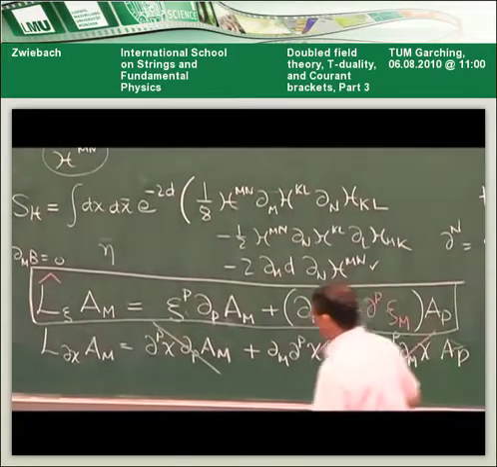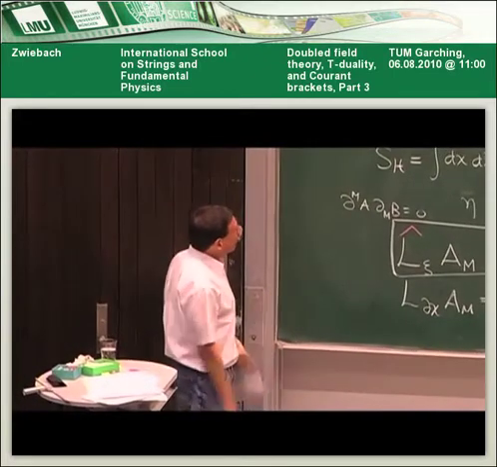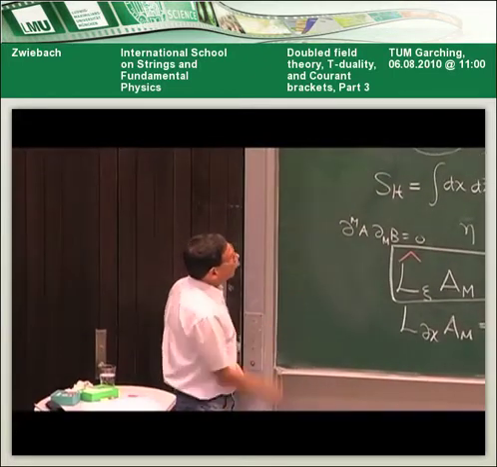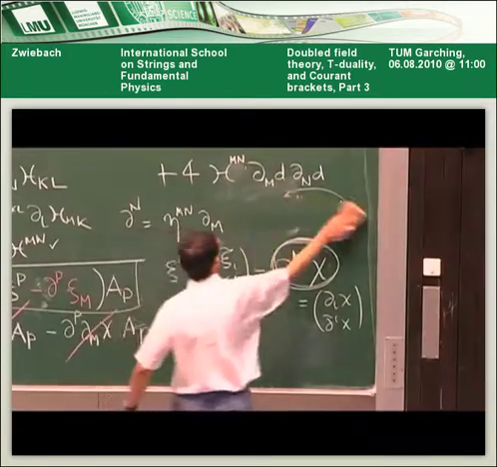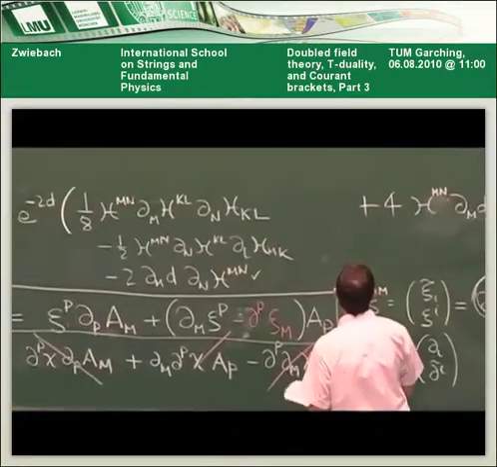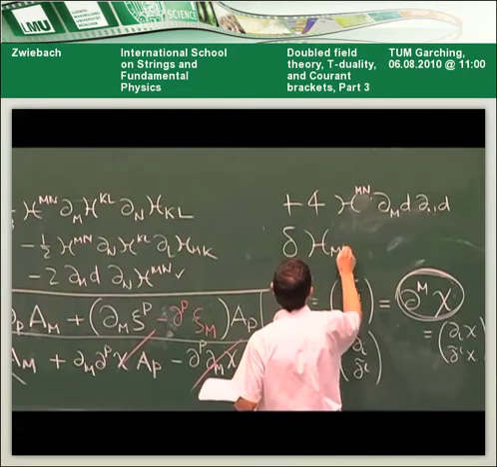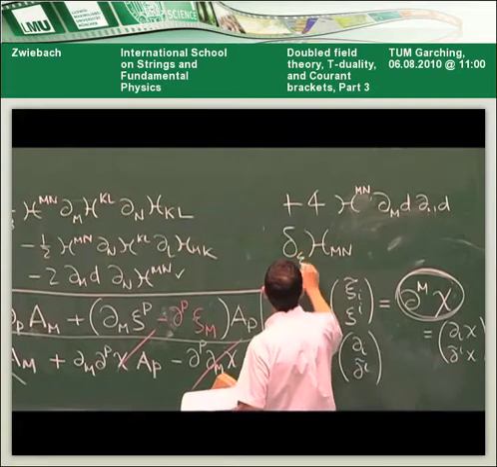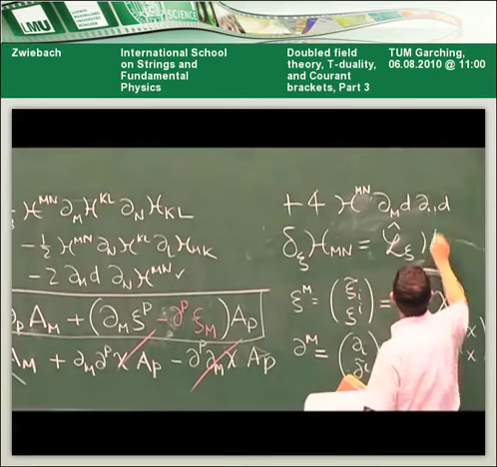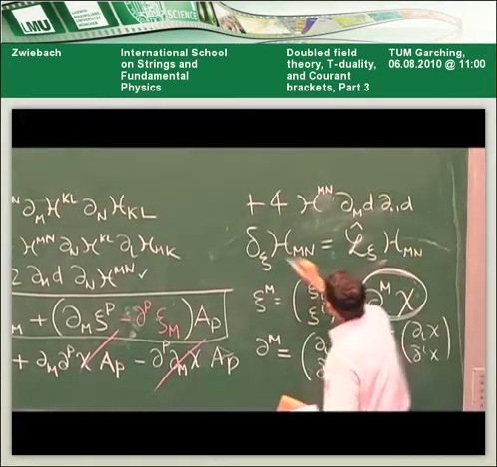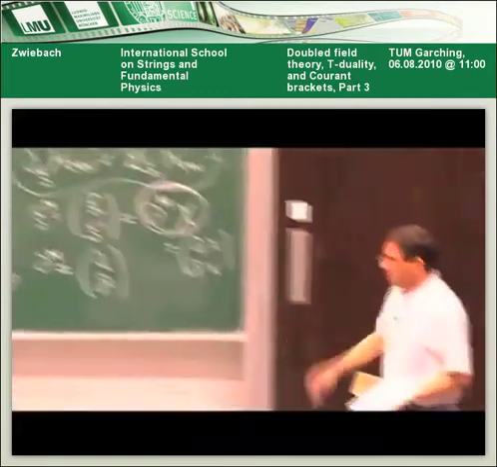In this doubled stuff, you need to change it. And then what is the gauge transformation of this theory? Well, it's as nice as you could hope now. It is simply that the gauge transformation of the metric H_MN, index up or down, with Xi, is just the generalized Lie derivative with respect to Xi of H. This is the gauge symmetry.